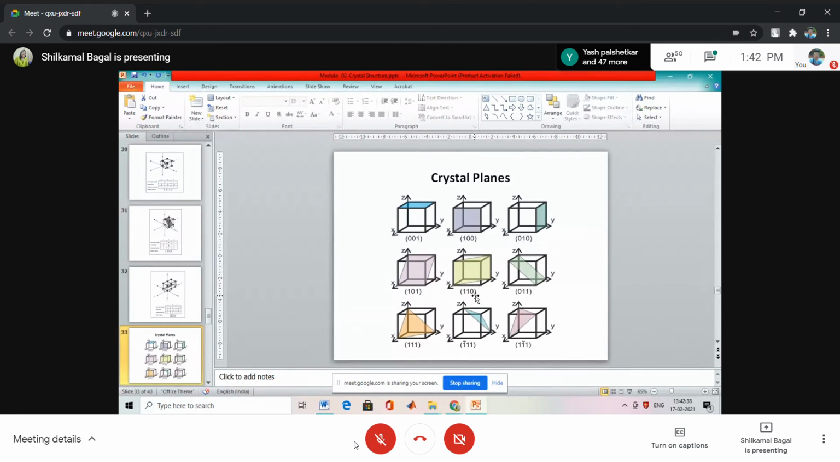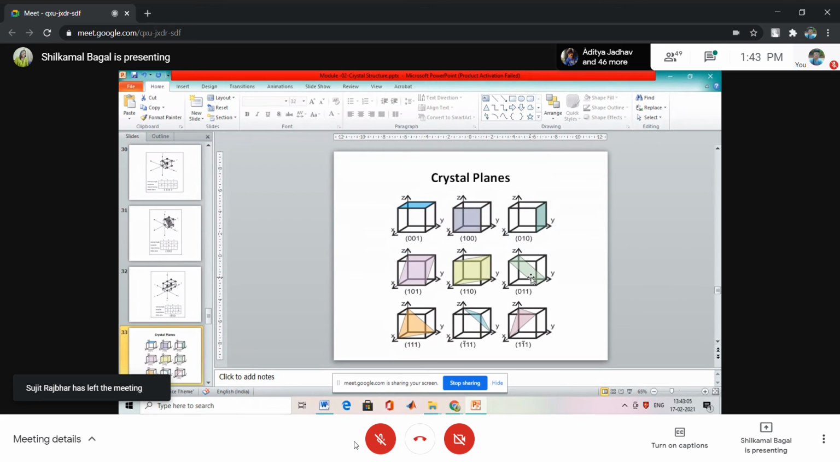So what will happen in 1, 1, 0? Intercept on x is 1 unit, that is, mark this corner. On the y-axis, mark this corner. Then on the z-axis, no intercept. Join these 2 points. Draw the plane parallel to the z-axis. Yes, from here to here, and again join those 2 points. So this is 1, 1, 0. Show it by shading.